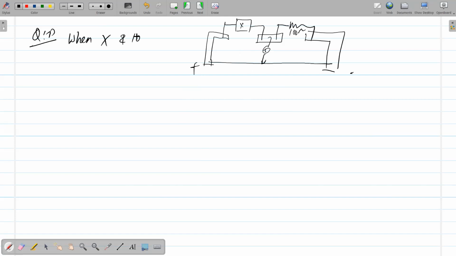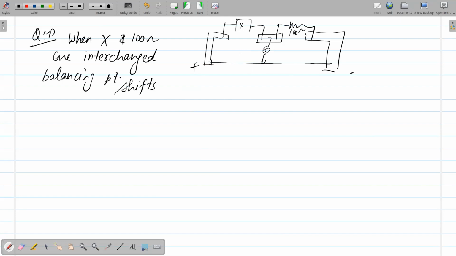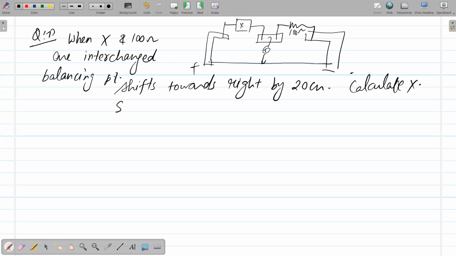The question is, when X and 100 ohm are interchanged, the balancing point shifts towards the right by 20 centimeters, right? Calculate X. Okay, try to solve it, everyone. Calculate X.